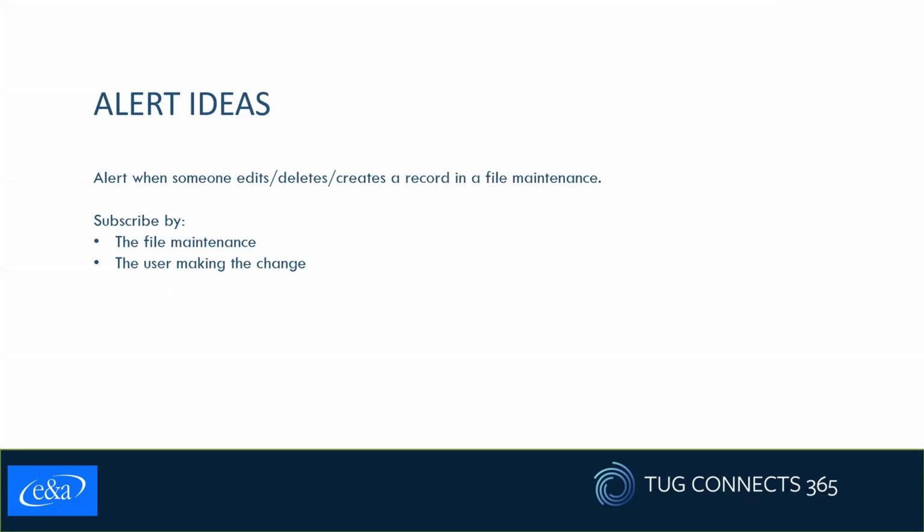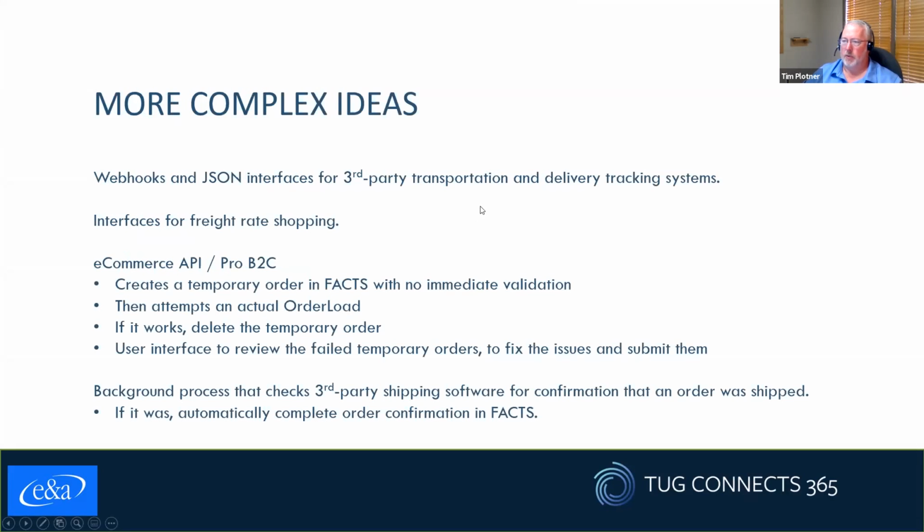Okay. So alert when someone edits, deletes, or creates a record in a file maintenance. There's a lot of logging that takes place already in the FM audit, but you could actually have an alert that gets generated when someone edits a record, and you could subscribe by say which file maintenance it was, or which user it was that was making the change. Some examples there. Then we move into more complex things.